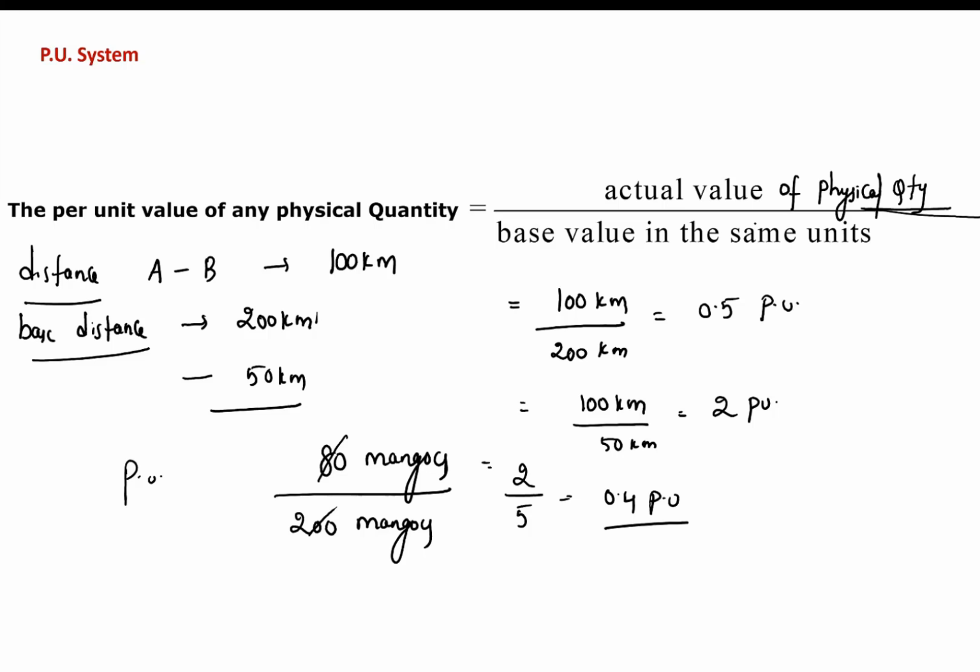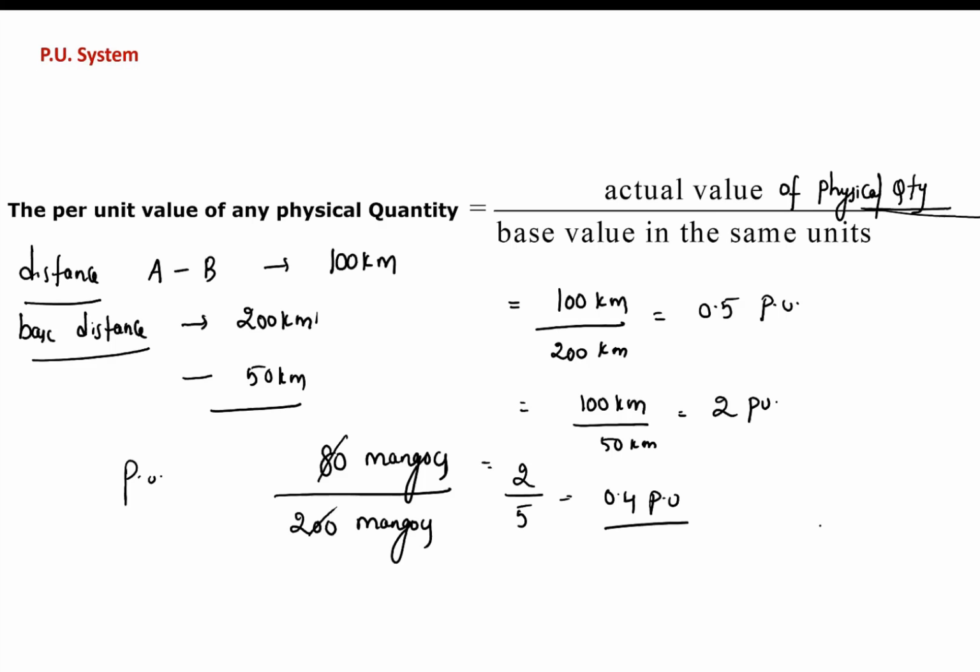Understand? Next, when it comes to electrical systems, we mainly deal with 4 physical quantities: voltage, current, impedance, and power. Out of all these 4 physical quantities, we choose the base value for 2 physical quantities and we derive base values for the remaining 2 physical quantities.